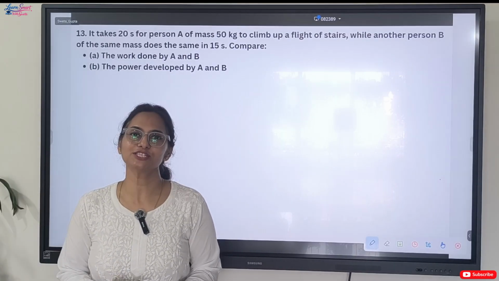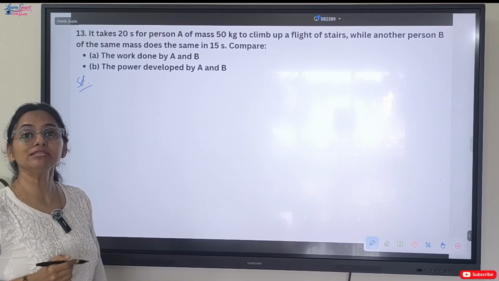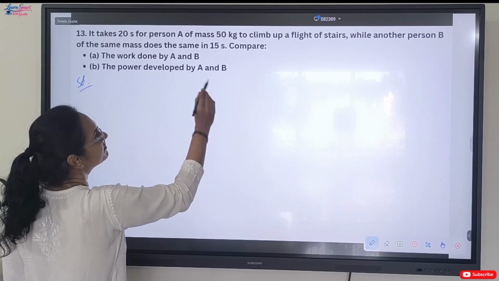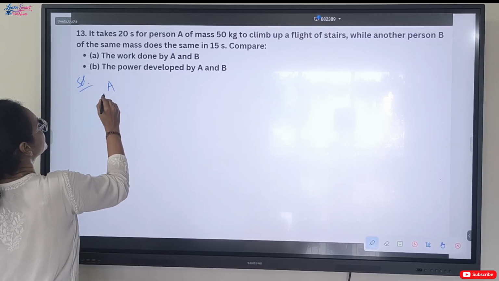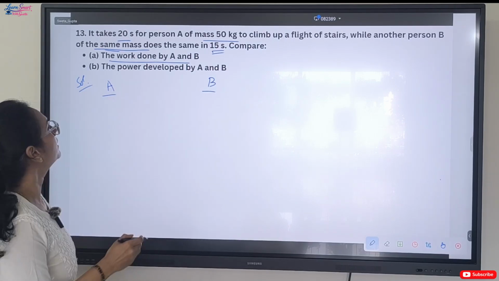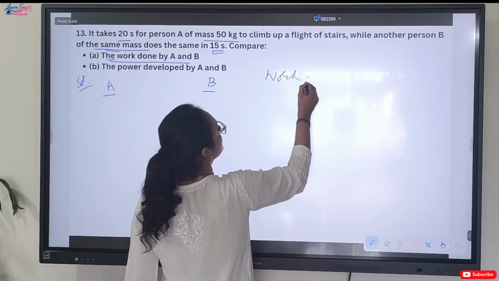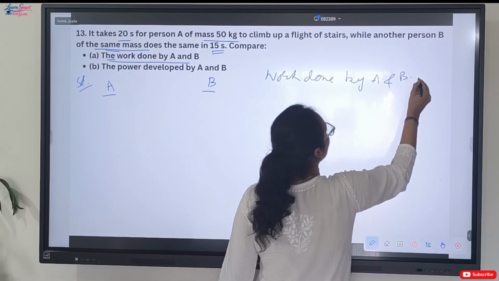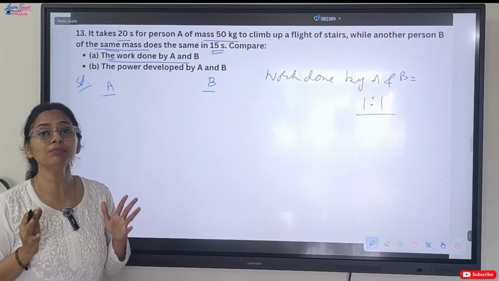Let's solve the next question, question number 13. So question number 13 says, it takes 20 seconds for a person A of mass 50 kg to climb up a flight of stairs. So there are two persons, one is A, another is B. The work done by both of them is same. We have to compare the work done. So work done by A and B will be 1:1, because they are doing the same work.